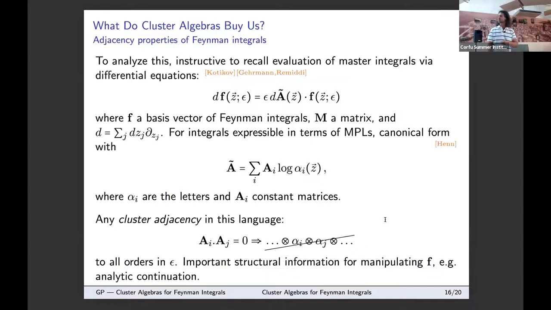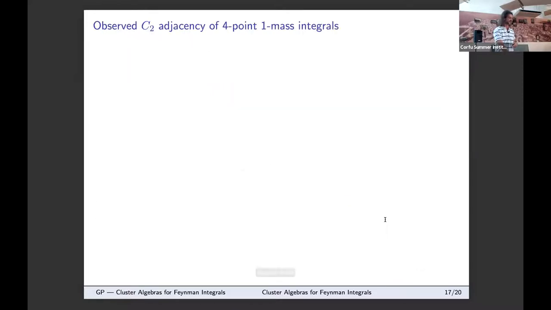And so these kinds of relations are very important, say, when you try to analytically continue your function. You start from the Euclidean region, and you want to go to some physical region. This means that you will not have certain iterated discontinuities, and it will make your life easier. So what did we see? What did we find for this particular class of functions?